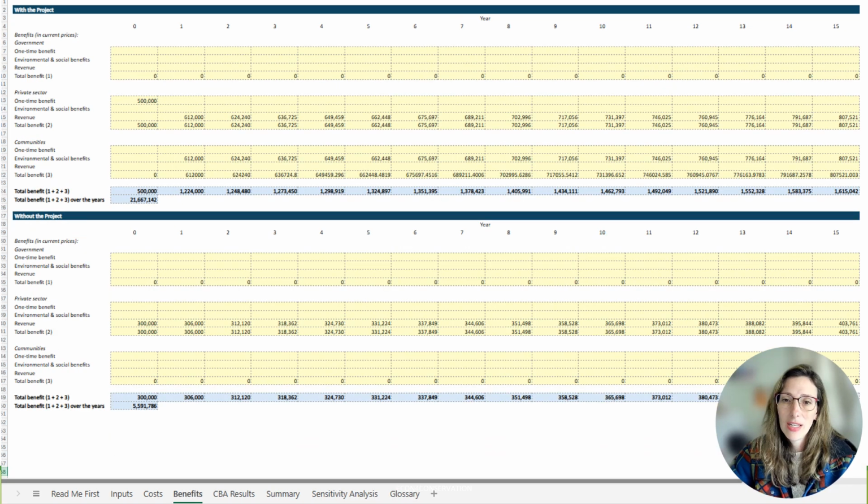Similarly, in the benefits tab, you'll find the annual benefit over 15 years. Note that I calculated these values by using the costs and the benefits initially entered in the input tab, and then added inflation to obtain the current prices. I then summed everything to get an idea of the total amount. However, please note that these values are not yet discounted, so this total does not represent the present value.